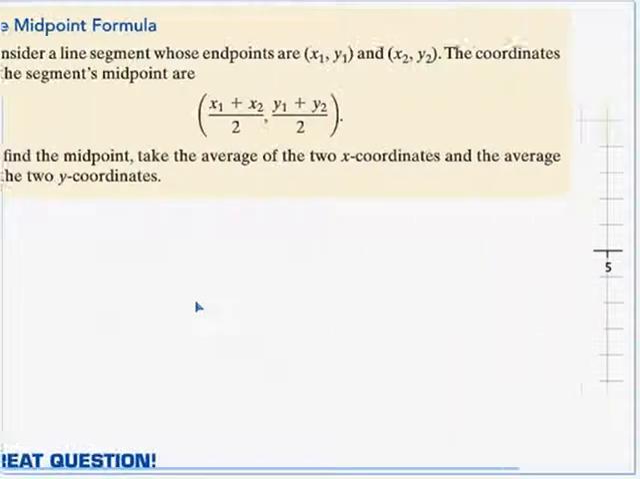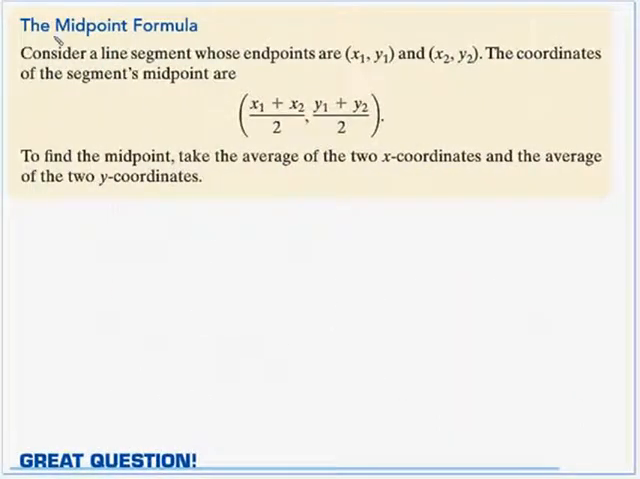All right, over to the midpoint formula. Consider a line segment with these endpoints, x1, y1, and x2, y2. The coordinate of the segment's midpoint is this. We add up the x coordinates and divide by 2, and we add up the y coordinates and divide by 2. To find a midpoint, take the average of the 2 x coordinates and the average of the 2 y coordinates. So remember, to find an average of 2 things, you add them up and divide by 2. So we're going to take the 2 points and find their average, find their midpoint.